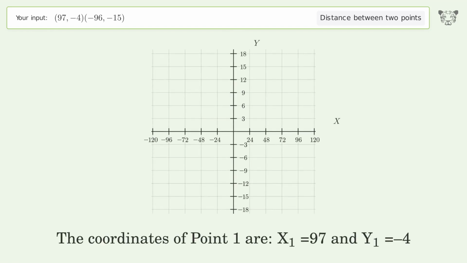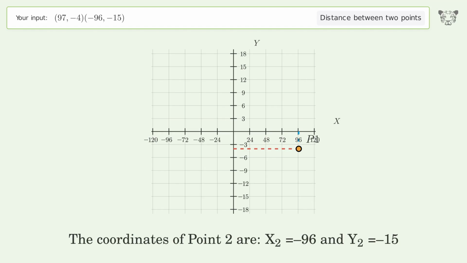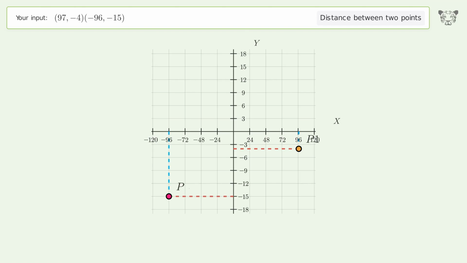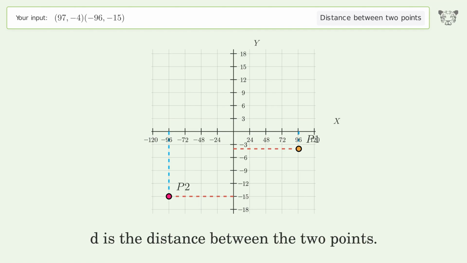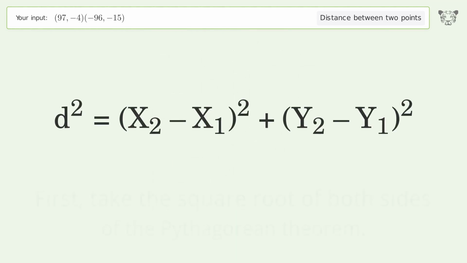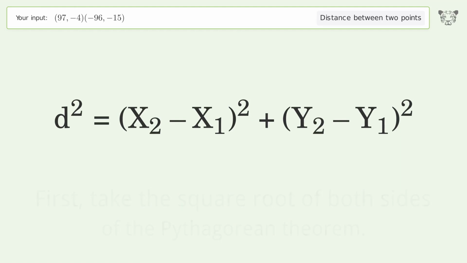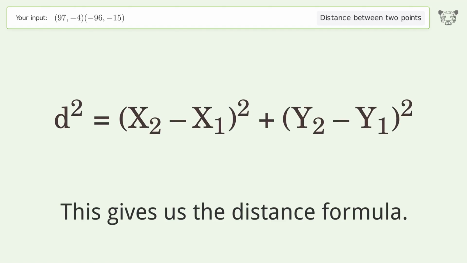The coordinates of point 1 are x1 equals 97 and y1 equals -4. The coordinates of point 2 are x2 equals -96 and y2 equals -15. D is the distance between the 2 points. First, take the square root of both sides of the Pythagorean theorem. This gives us the distance formula.